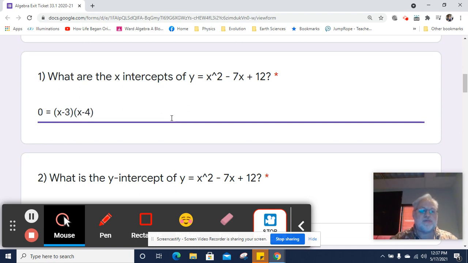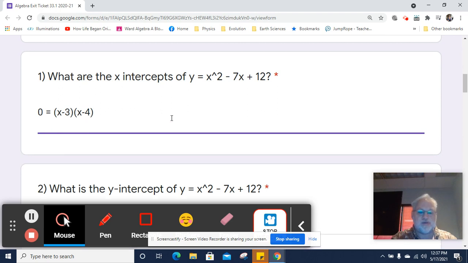So my x-intercepts are based upon that. My x-intercepts are going to be (3, 0) and (4, 0). Those will be my x-intercepts.